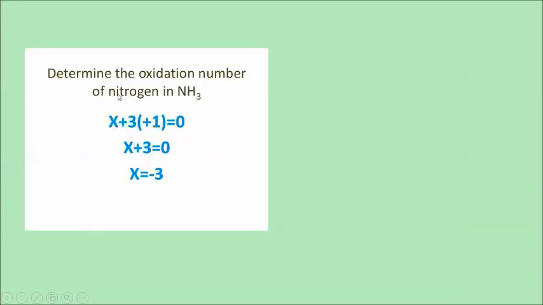Now let's see the oxidation number of nitrogen in ammonia. How to find it out? If we want the oxidation number of nitrogen, we put X there, plus how many hydrogens are there? 3, times the charge on hydrogen, that is +1. So 3 times +1 is equal to the charge on the molecule. If it has any charge we have to write it, otherwise it is 0 because it is neutral. Solving this we get X equal to -3. This means the nitrogen in the ammonia molecule exhibits a -3 oxidation number.